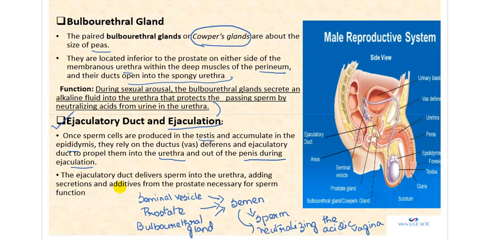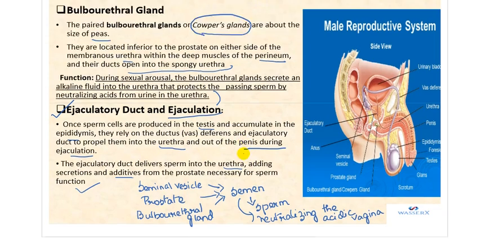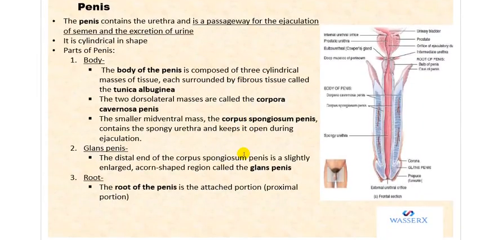Okay, the ejaculatory duct delivers sperm into the urethra, adding secretions and additives from the prostate necessary for sperm function. So basically, these are the secretions. The semen from the three organs is secreted, and that is what nourishes the sperm. Okay, very clear about this, right? Now coming to the penis.